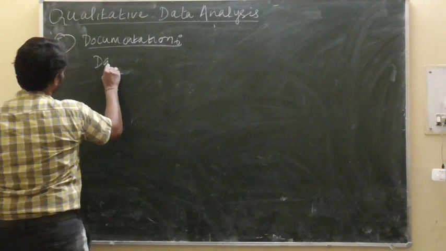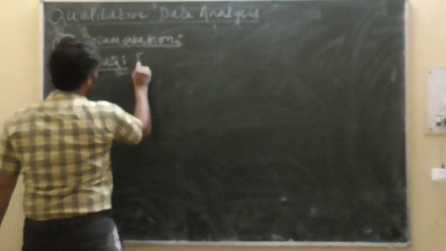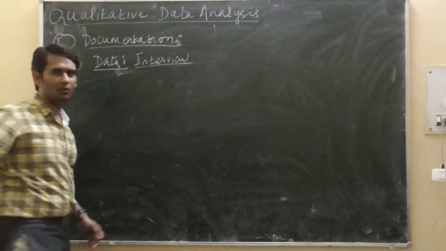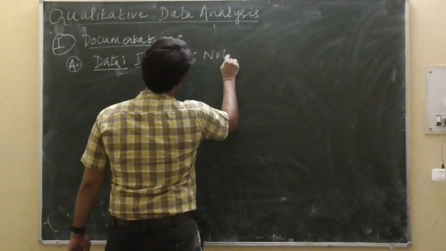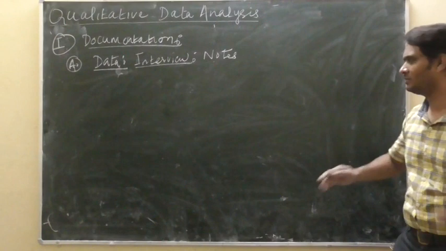The first one, number A, is that the data is the most important thing. The data you will be able to collect through interviews. Whatever interviews you take, you have to clearly take notes. Once you take the notes, at the end of the interview or at the end of the day, you have to elaborate the notes. Very clearly you have to elaborate it. That's the only thing you have to do. You have to write and write and write. So this is number one.